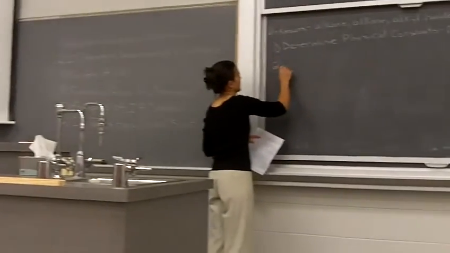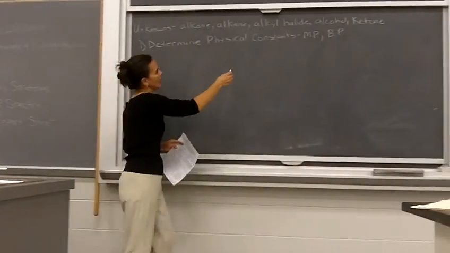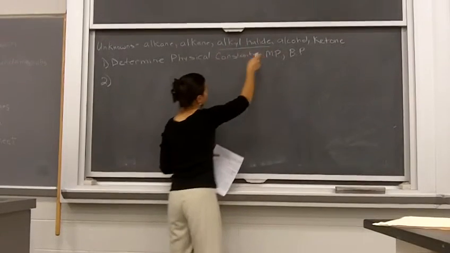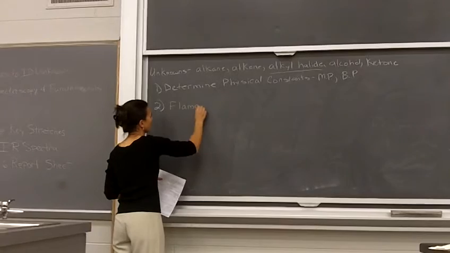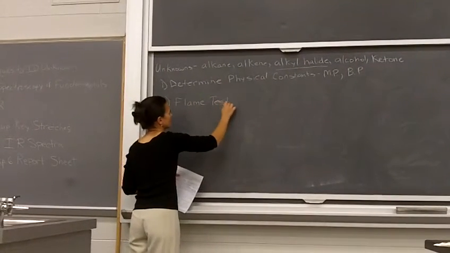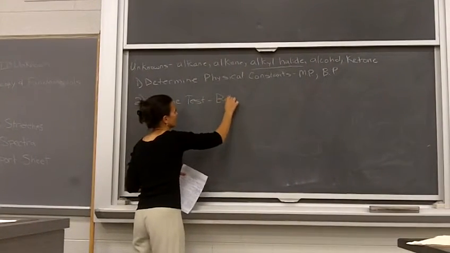So then, next part of these steps is we need to be able to have a way to test for our alkyl halide, and the way we do that is a flame test. It's called the Beilstein flame test.